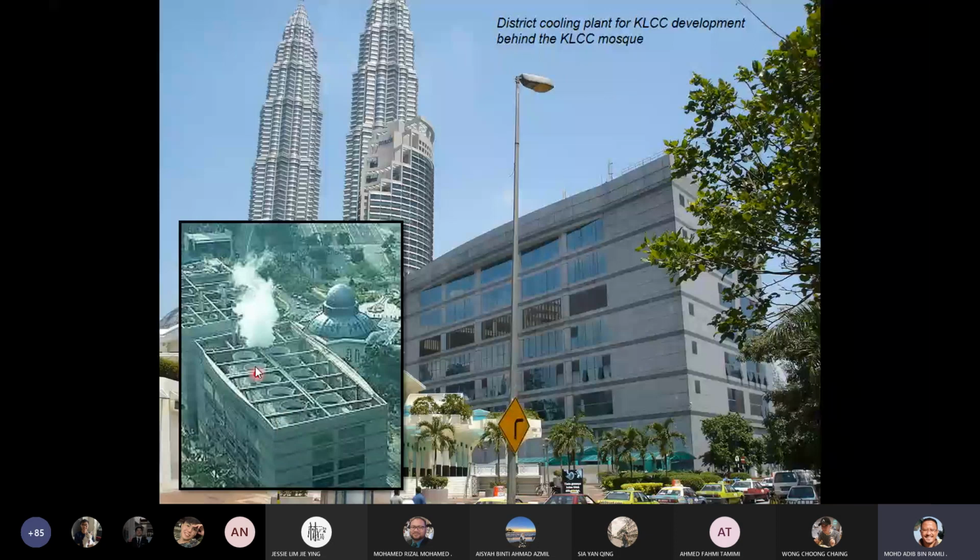Not a very clear picture, but this is how it looks from the top. So this is the KLCC Mosque. Okay, so this is the building here, and from the top you can actually see all the cooling towers, right? And the steam, if you are lucky, then you can see the steam coming up from this level. You can see steam coming up from the top of the building.